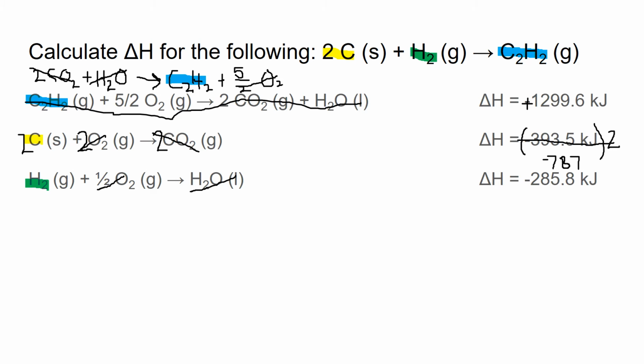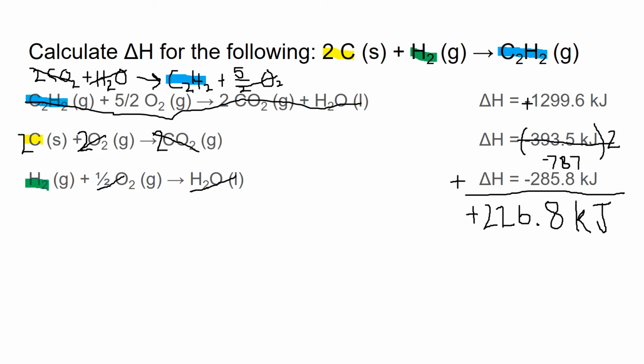So we have 2C plus H2 left over yields C2H2. This is good, it matches this equation. Our last step is to add everything up over here. So our final answer is positive 226.8 kilojoules. So that would be our final answer.